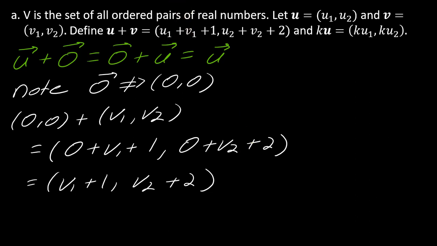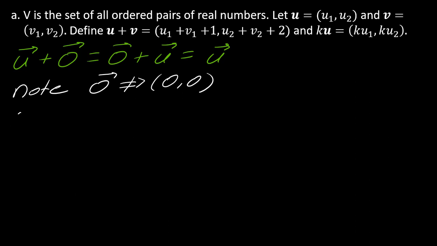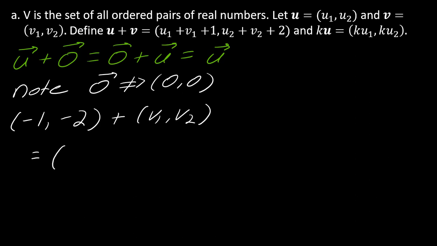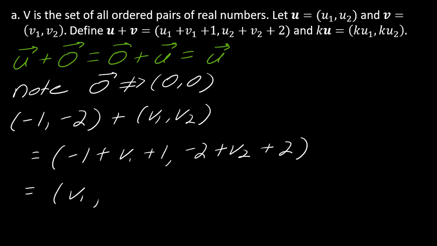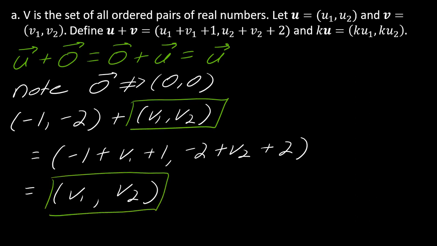So I'll make some space. Okay, so now what I'm going to do is take -1, -2, and then again I'll just take some random vector. I'll just call it V1 comma V2. So let's add these. So this becomes -1 plus V1 plus 1 and -2 plus V2 plus 2. So now when I add these together, I get V1 and V2. So what I needed was something that would get me back to my original vector. Cool.